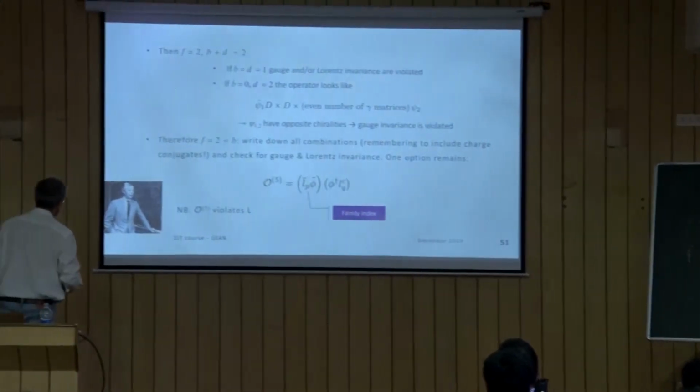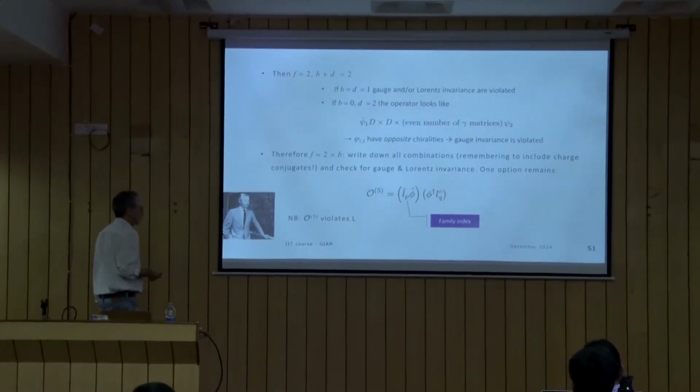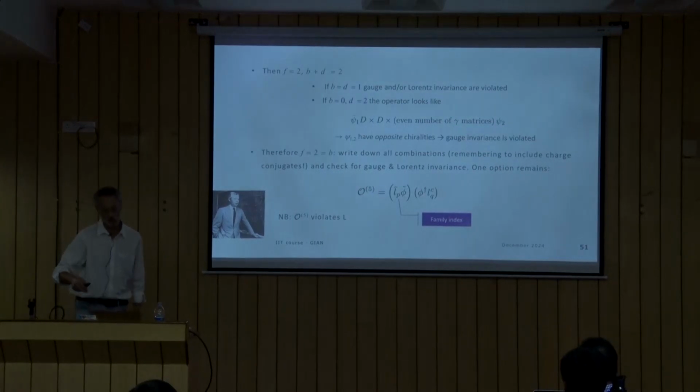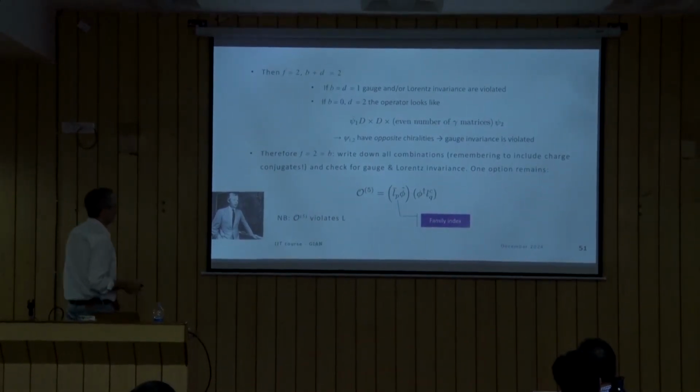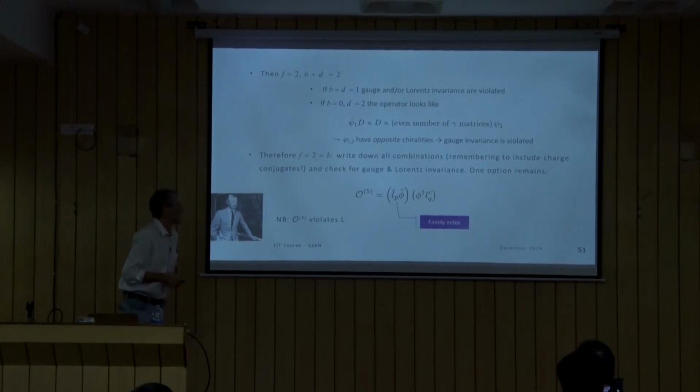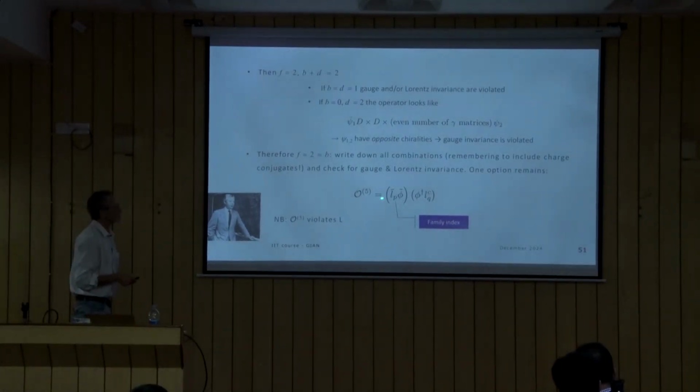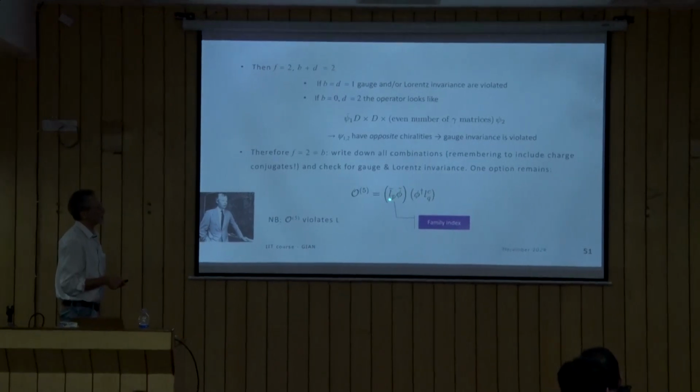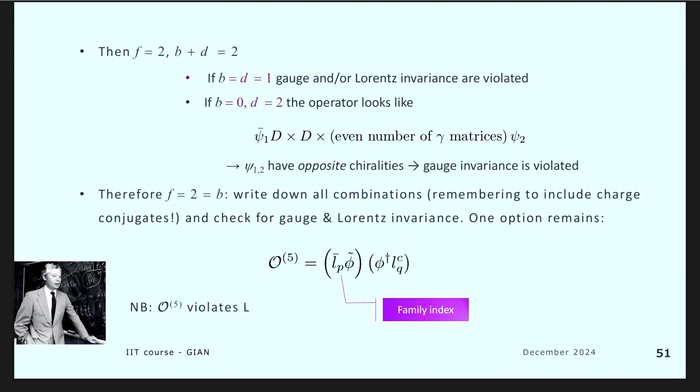As Shubha mentioned earlier, this was originally discovered by Weinberg, and therefore it's often called the Weinberg operator. It's actually a class of operators because you can have a family index on each of the leptons. And the other thing to notice is that you have an L and an L charge conjugate. This object violates lepton number by 2 units. It's a necessary lepton number violation.